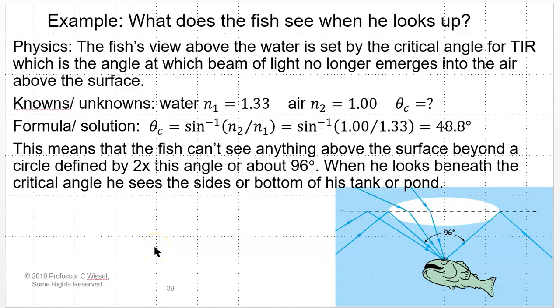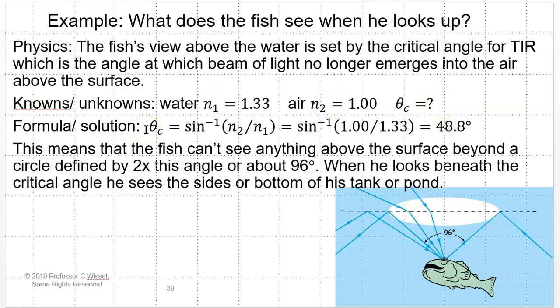Okay, so the physics of this is the knowns and unknowns. We can look up water. N1 is 1.33. Air, N2, is 1. Remember, you're in the higher index of refraction, or else it's not going to occur. So this has to be greater than that, and we need theta C.